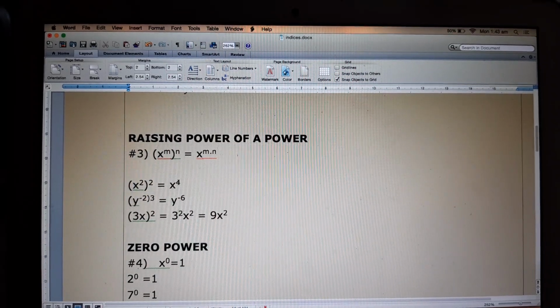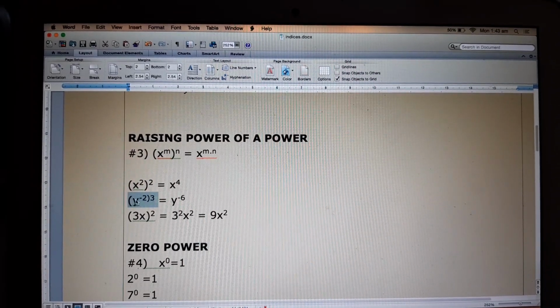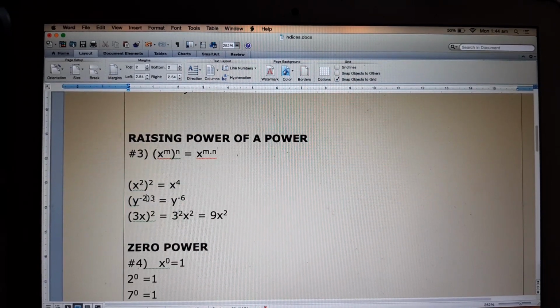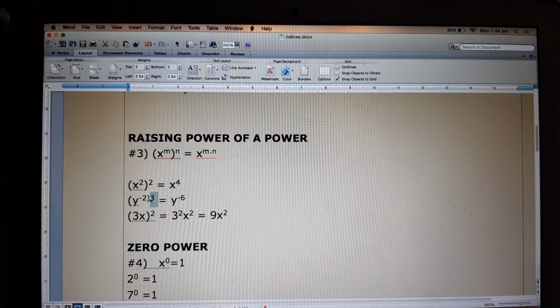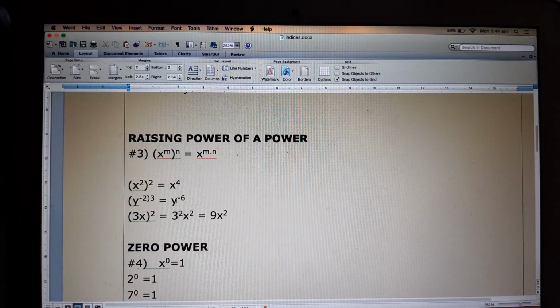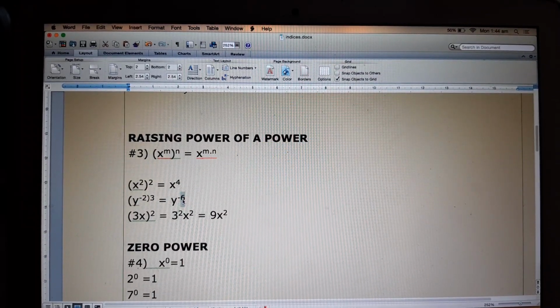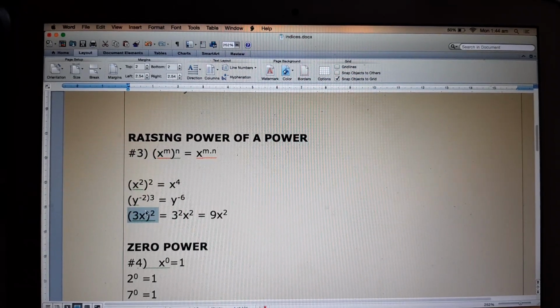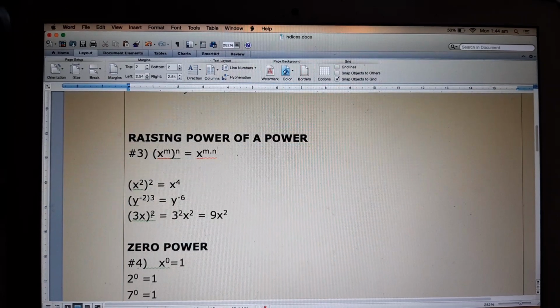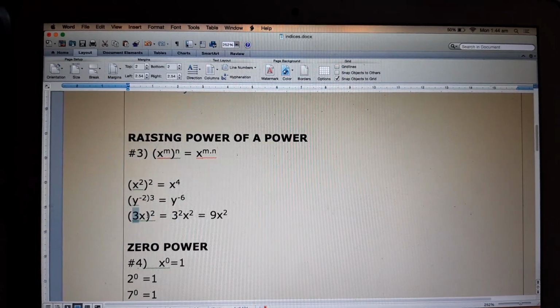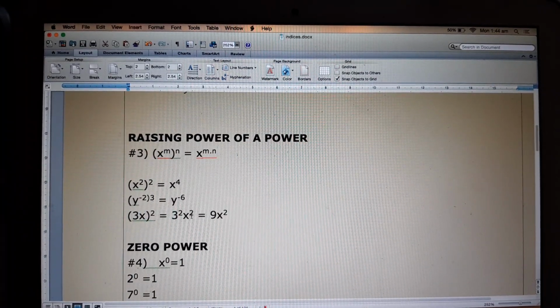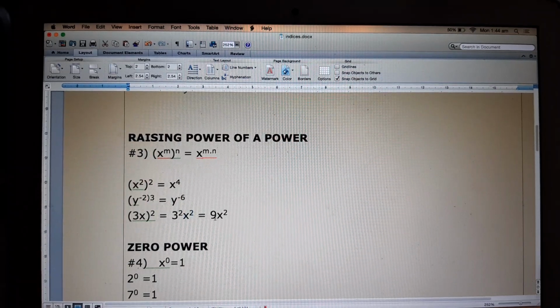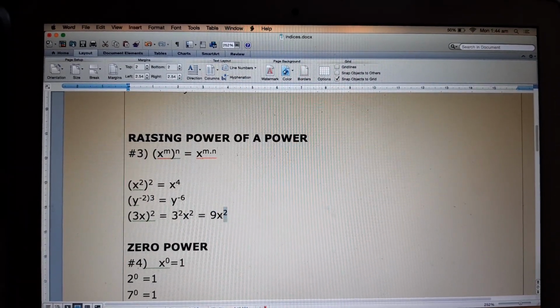2 into 2, 4. In this case we have y raised to the power minus 2. Outside the bracket we have power 3. So minus 2 and 3 will be multiplied and the power will now become minus 6. Now this case is interesting. We have 3x and outside the bracket we have power 2. This power will be applied separately on 3 as well as on x. So it will become 3 raised to the power 2 and x raised to the power 2. 3 raised to the power 2 is 9 and x raised to the power 2 will remain the same.